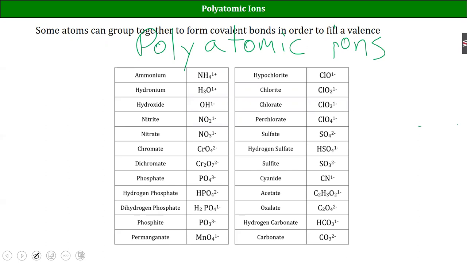I'm going to delete half of the names and delete half of the formulas, so that this table is going to be half empty. You just have to fill it in. So if I erase this, you'd have to be able to look at that and say hydrogen carbonate. From the formula, including the charge, to the name, or from the name to the formula, including the charge. Cody?